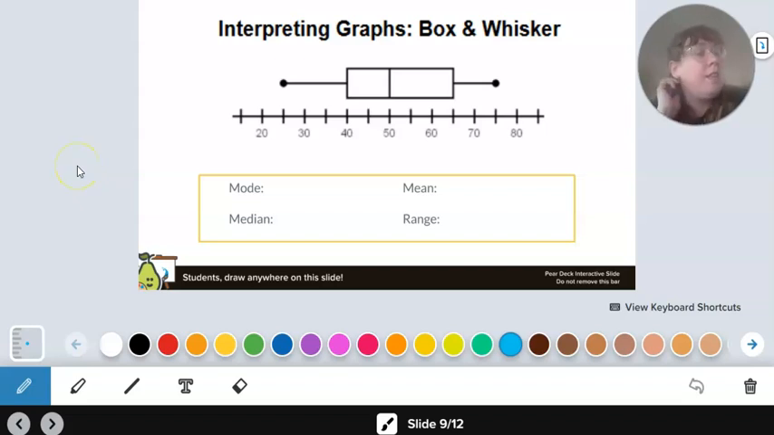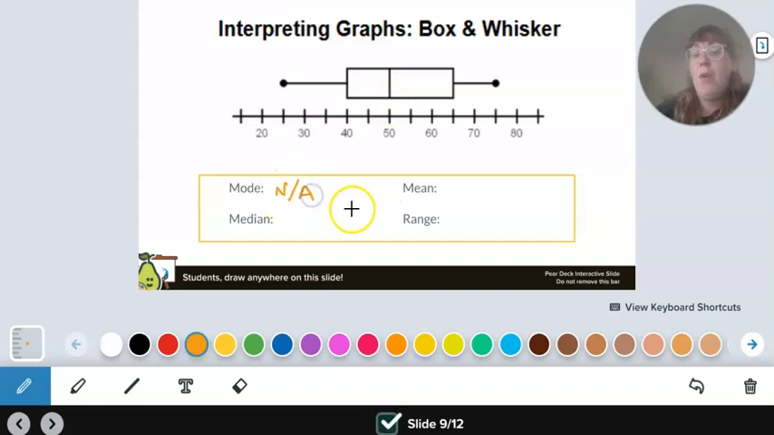Alrighty, so this next slide, slide 9, says interpreting graphs, box and whisker. For the first one, it wants us to find the mode. Now, we don't know all of the individual data points that are part of this graph. We know how they're spread out and what the minimum, maximum, or median is, but we don't know what the mode is. So we cannot say what the mode is. That is something you cannot get from a box and whisker plot.